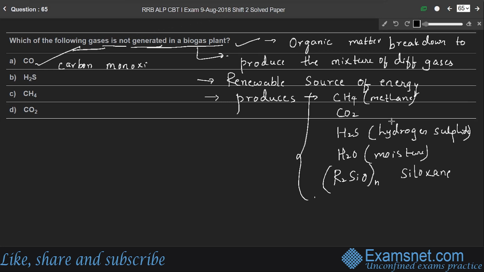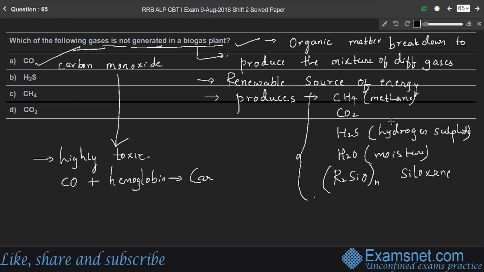Here, students, carbon monoxide is highly toxic in nature. Therefore, in biogas plant, it is not produced. It is highly toxic in nature. It combines with hemoglobin present in blood and forms a carboxyhemoglobin complex.